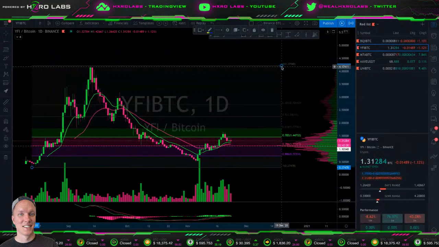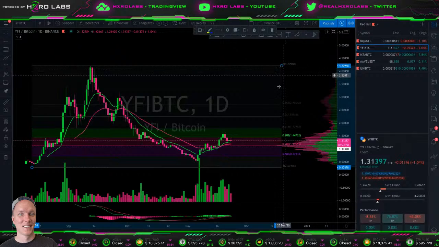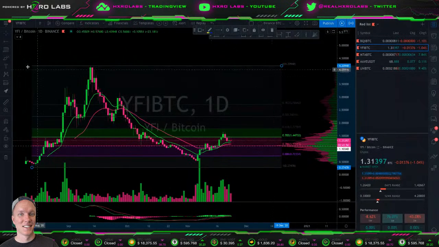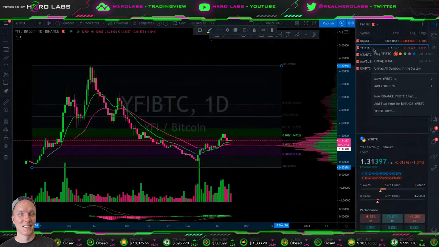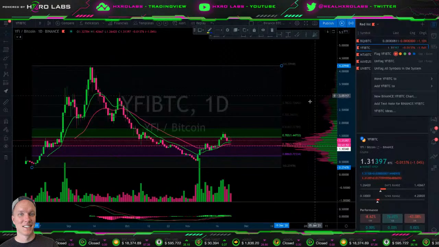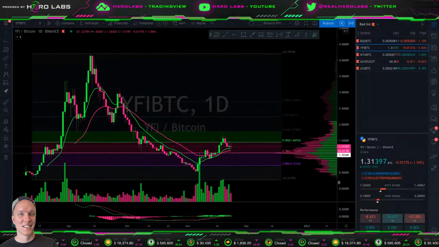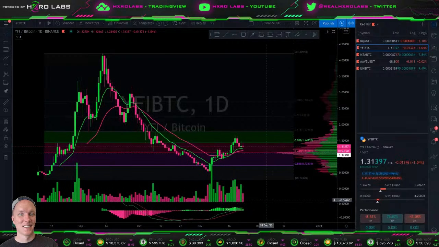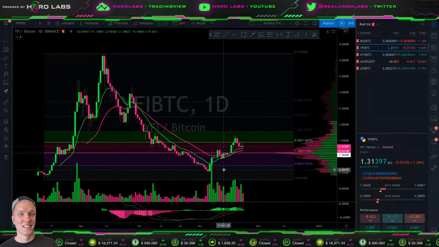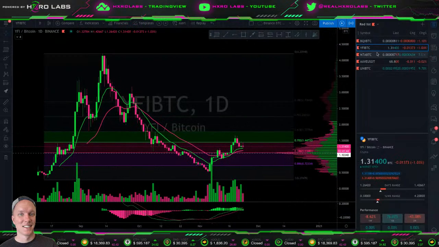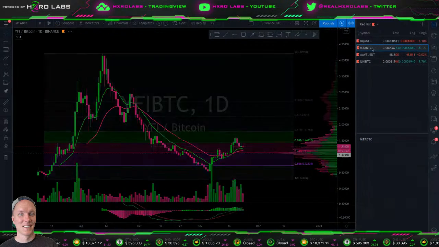YFI might be bullish. Yeah, gotta include YFI. Definitely has all the fixins. You can even see it here: bullish divergence, breakout, any kind of retests you want to be in.